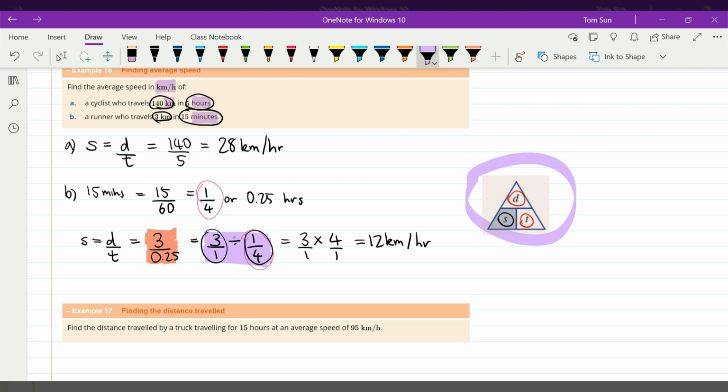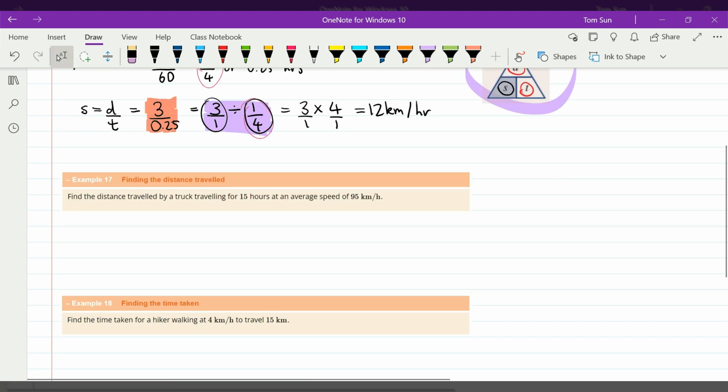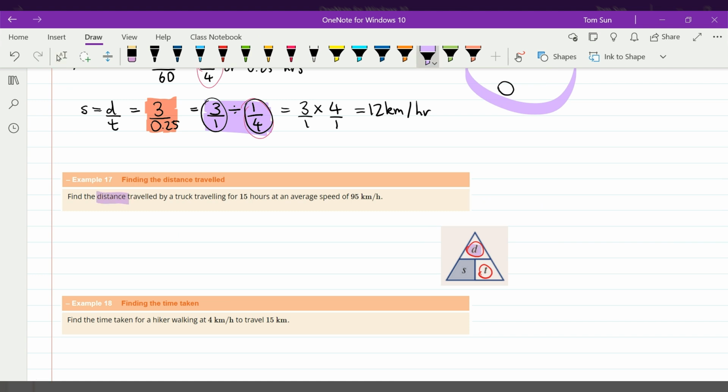Okay, let's try the next one. Here we have: find the distance traveled by a truck traveling for 15 hours at an average speed of 95 kilometers per hour. I am going to take my distance speed time triangle down here with me, because I'm going to use it. And I'm going to ask myself, what am I looking for? The question says find the distance. Great, I'm looking for the distance. Here's distance, which means my equation starts off with D is equal to something.